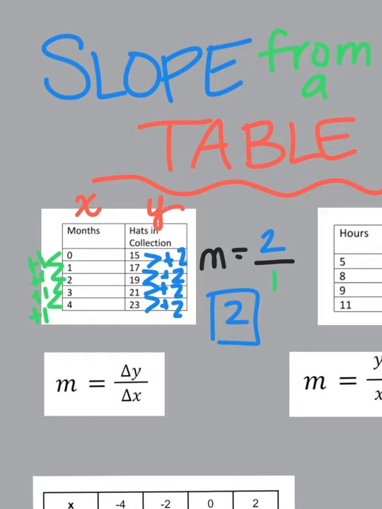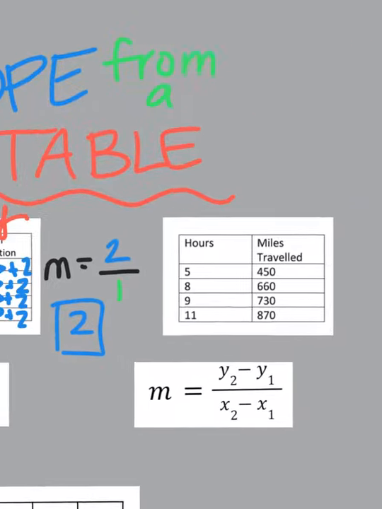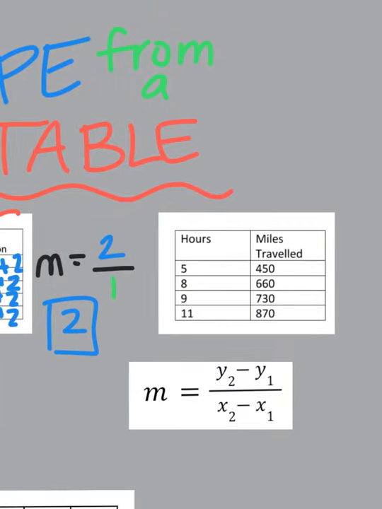Let's try the same thing for a different table. In this table, you should notice immediately when you're looking at it that it might not be going up steadily. So we still have an x and a y. Our x column is the first column and the y column is the second column. All right, let's see what's happening in our x's. From 5 to 8, it went up by 3. From 8 to 9, it goes up by 1. And from 9 to 11, it goes up by 2.